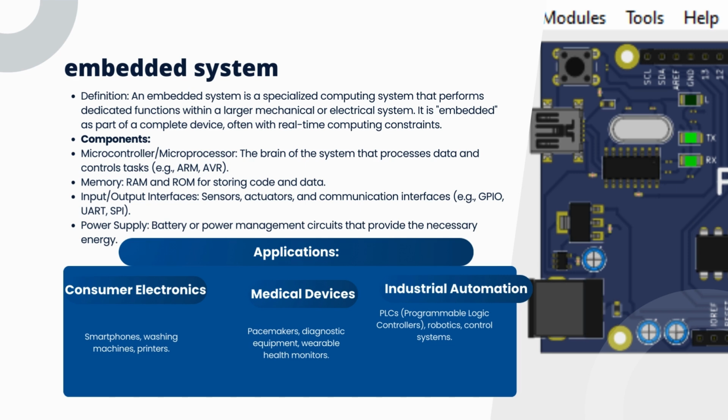For the applications of embedded systems, we have consumer electronics like smartphones, washing machines, and printers. For medical devices, we can have pacemakers, diagnostic equipment, and wearable health monitoring. For industrial automation, we have robotics, control systems, and PLCs, programmable logic controllers.